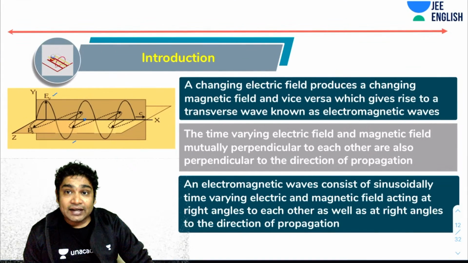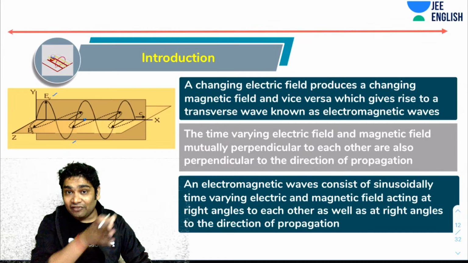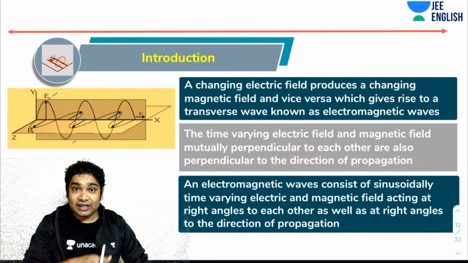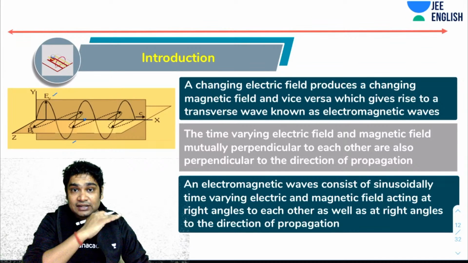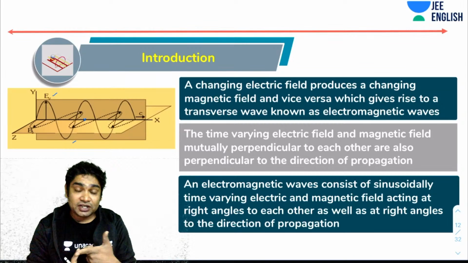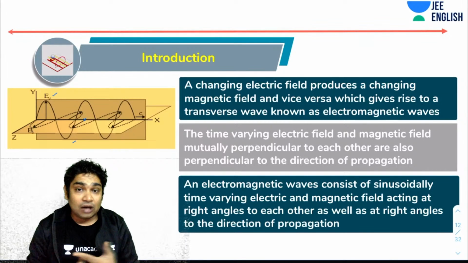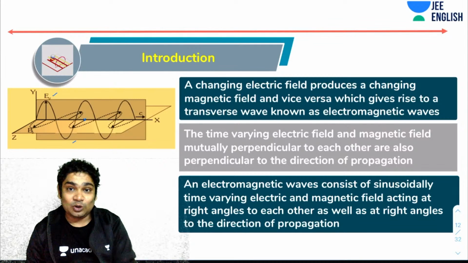Now, the time-varying electric field and magnetic field are mutually perpendicular to each other and also perpendicular to the direction of propagation. So that is what you will notice about them. If you have a wave which is traveling, say, in the x direction, and the electric field has variations along the y direction, then you will realize that the magnetic field will have variations along the z direction. So the directions of the two variations and the direction of propagation are always mutually perpendicular. That is something that we can prove also later.